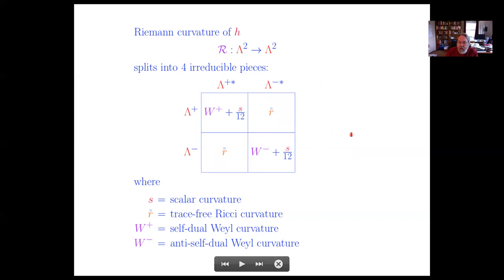curvature operator, the so-called self-dual Weyl curvature and the anti-self-dual Weyl curvature. While these might seem a bit mysterious at first, the key property that they both share is that they're both conformally invariant. When you multiply a metric by a function, it changes the Ricci tensor by adding on expressions that involve 2 derivatives of the function you've multiplied by, whereas W plus and W minus don't change.